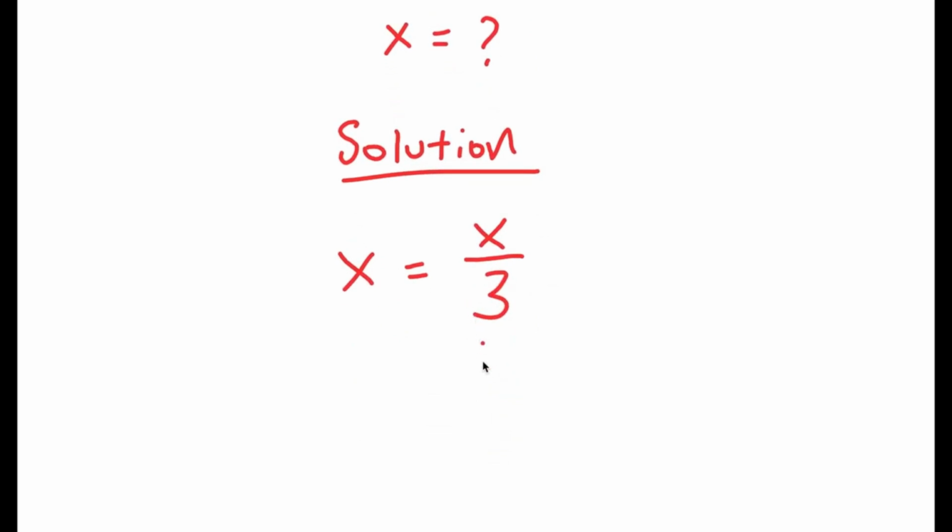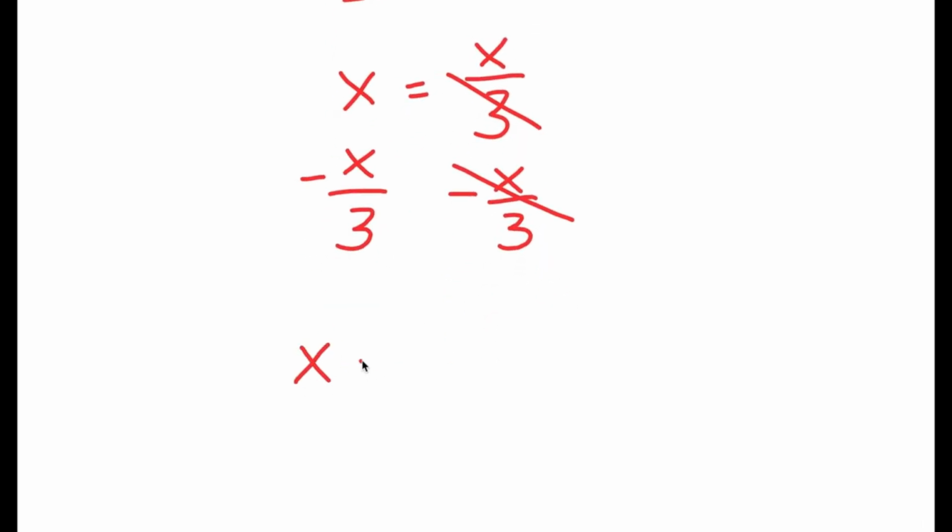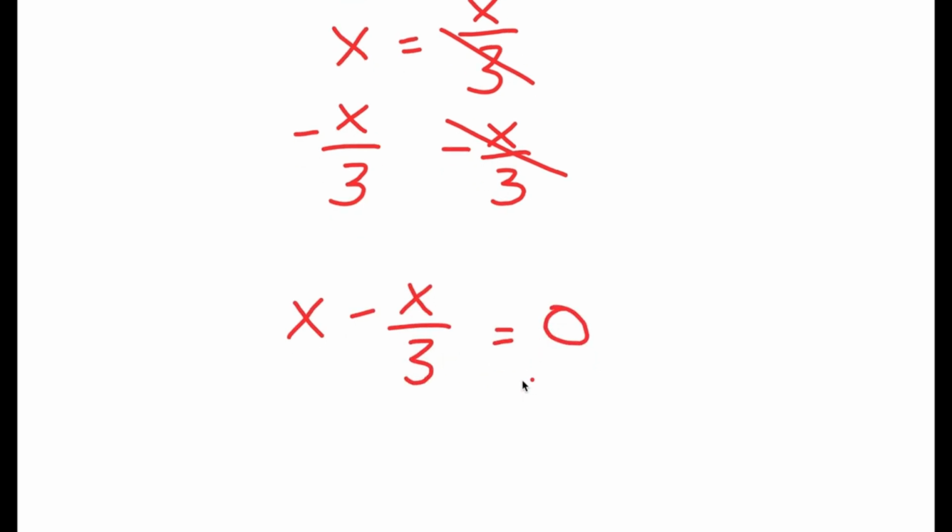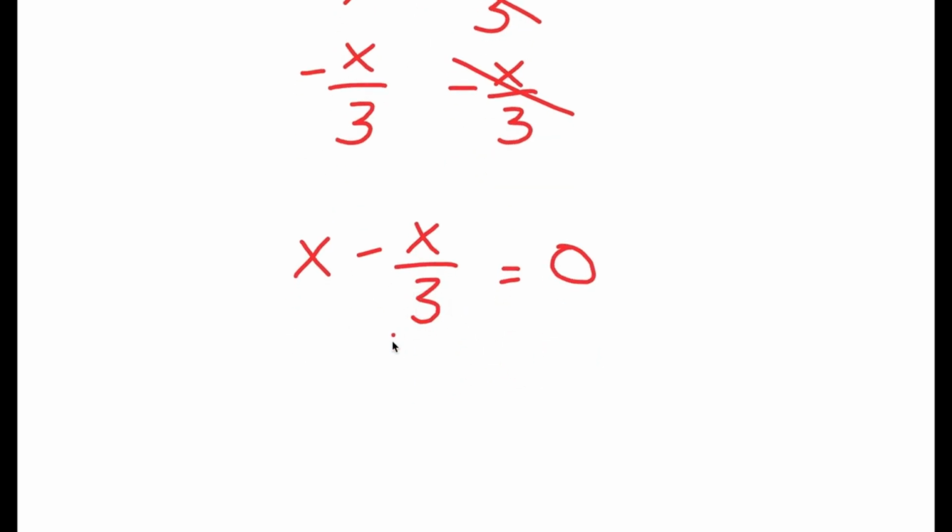And what I'm first going to do is subtract x over 3 on both sides. So then these two cancel out, and I get x minus x over 3 is equal to 0. So now from here, what I'm going to do is multiply both sides by 3, because we want to get rid of this division by 3. So the only way to do that is to multiply both sides by 3.